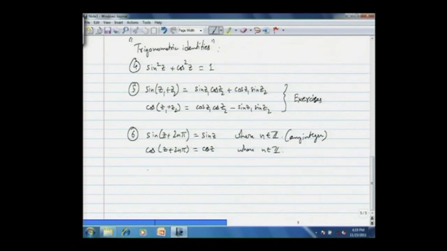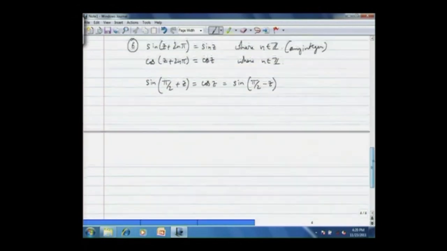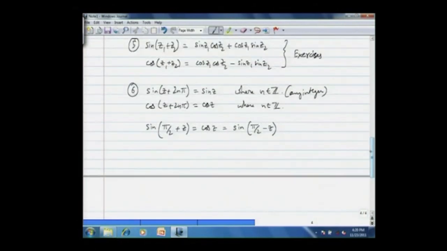And let me note a couple others. So, sine of pi by 2 plus z is going to give you cosine z. And this is also equal to sine of pi by 2 minus z. So that is the relation between the complex sine and cosine functions. And so the viewer once again is welcome to verify any of these identities.